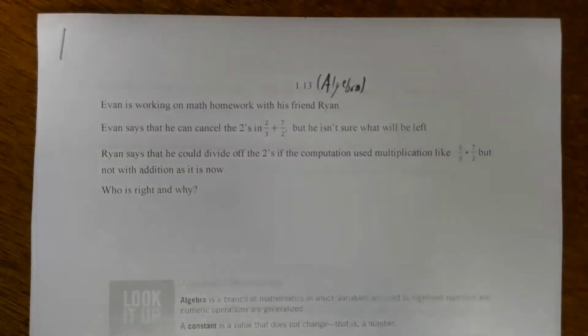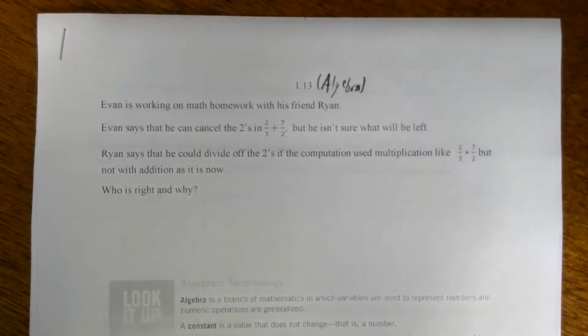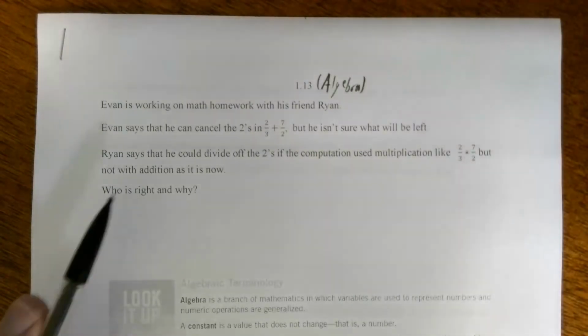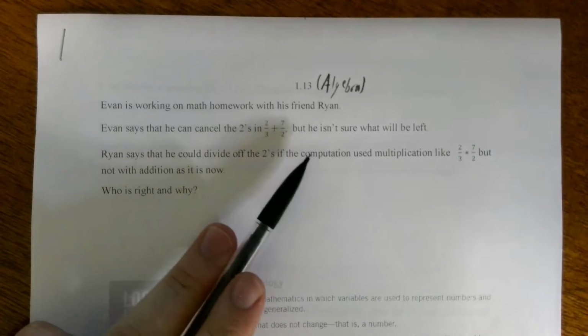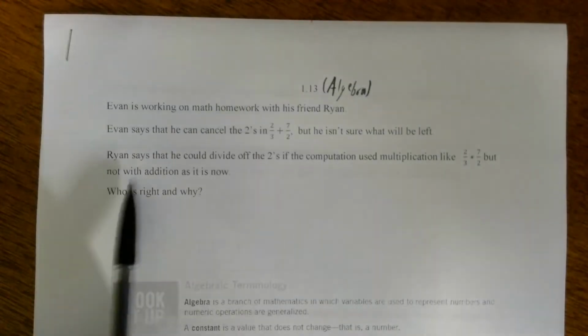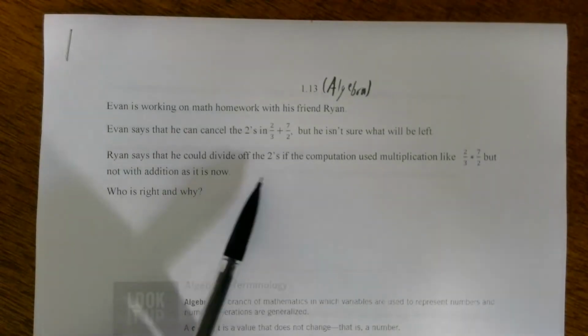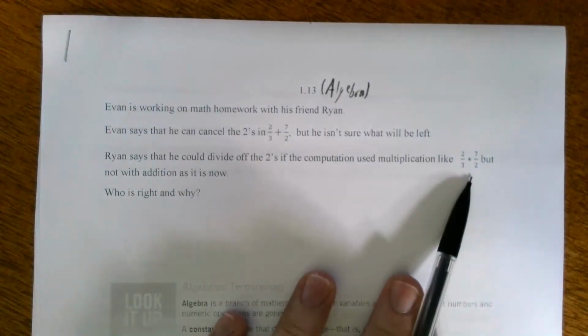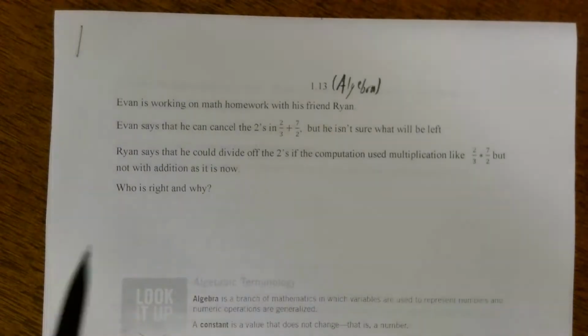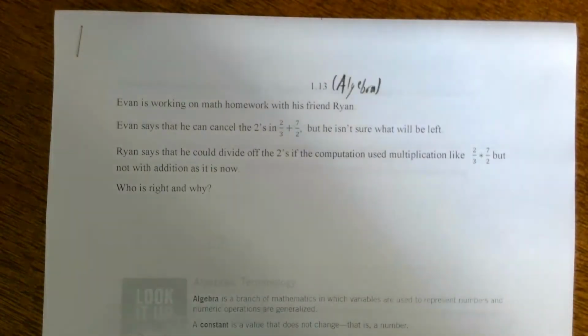It says, Evan's working on a math homework with his friend Ryan. Evan says that he can cancel the 2's in 2 over 3 plus 7 over 2, but he isn't sure what's left. Ryan says he could divide the 2's off if the computation used multiplication, like 2/3 multiplied by 7 over 2, but not with addition as it is now. So who is right and why?